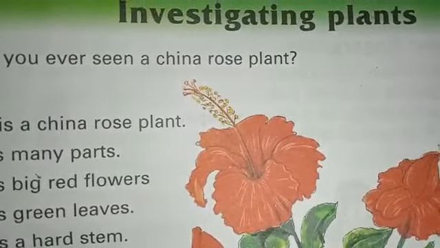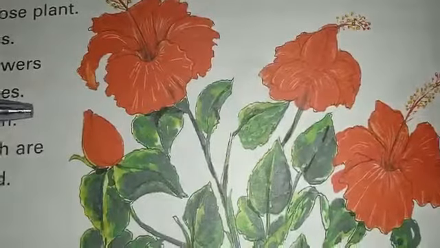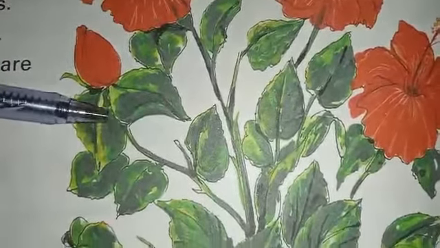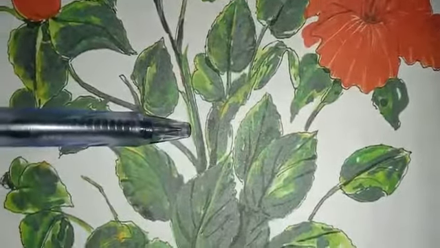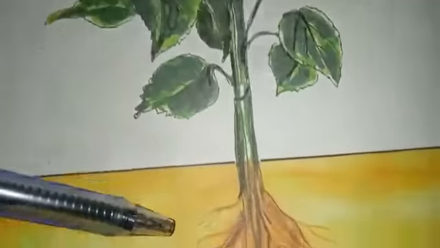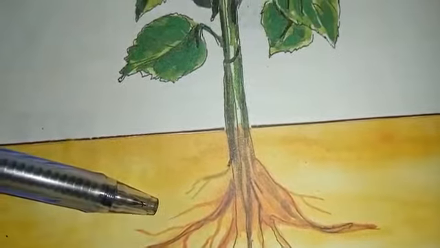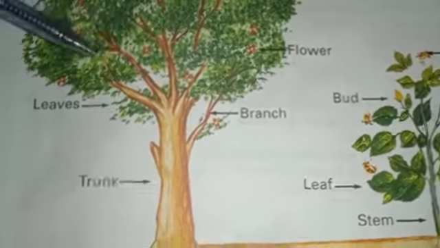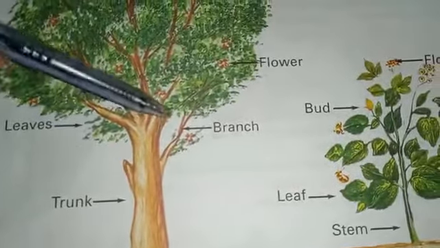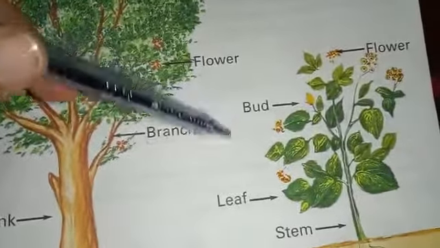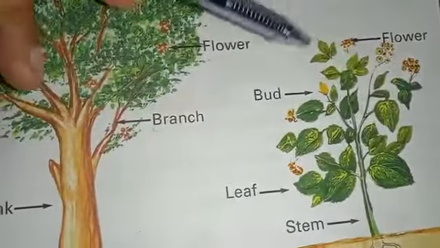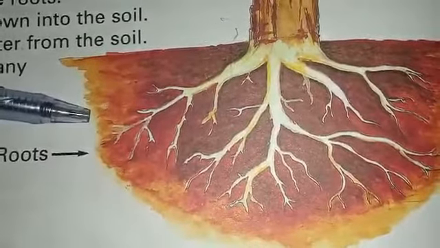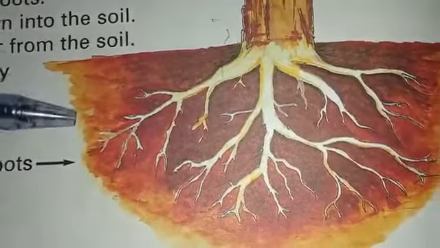So, we have discussed the China rose plant. It has many parts: big flowers, green leaves, a hard stem, and roots which are under the ground. There are different parts of plants such as leaves, trunk, branches, flowers, bud, and stem. And lastly, we have discussed every part of the plant in a little detail, such as the roots.